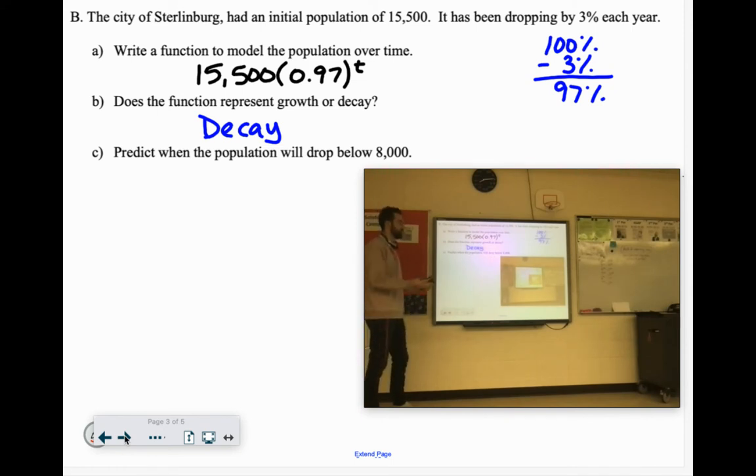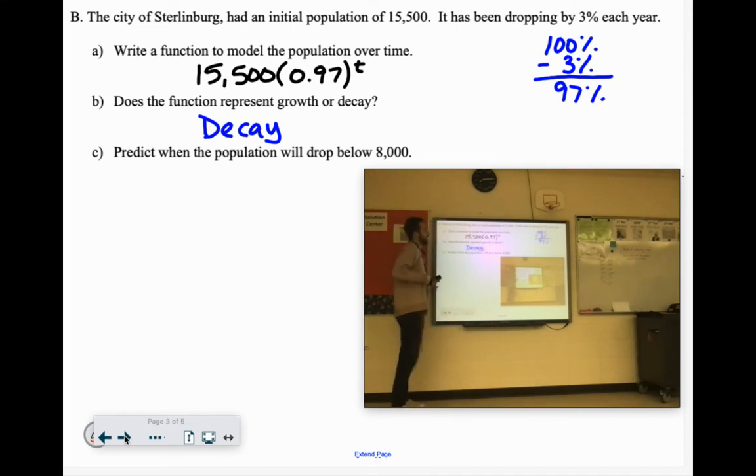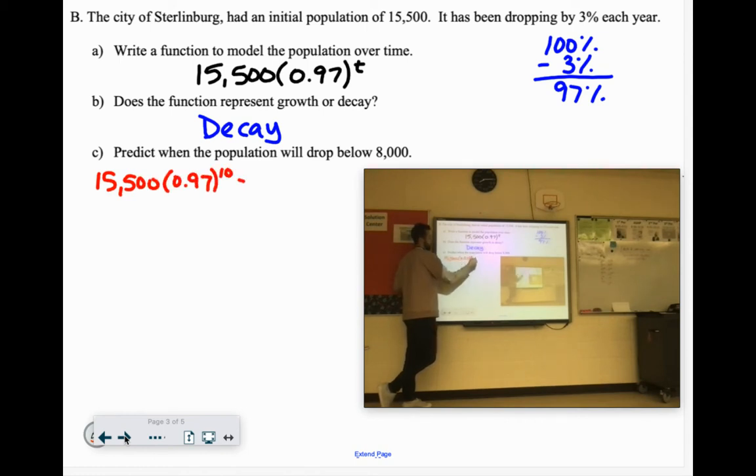Predict when the population will drop below 8,000. Okay, you can do this with a graph. That would make it easy if you tossed it on desmos.com, graph this function, see when it drops below 8,000. Besides that, maybe we can just kind of guess and check some things. So let's try when it's 10 years. 0.97 to the 10th.